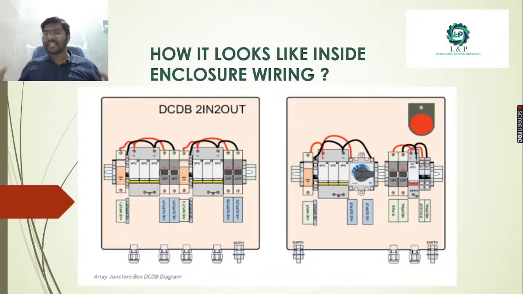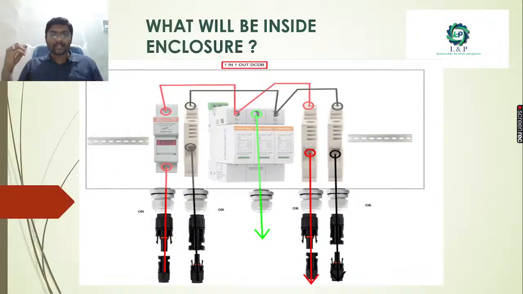So how does it look like? This is how it looks. This is an example of a 2-in 2-out DCDB. This is an example of a DCDB with the ACDB. See here, in the last video we had provided clarity. Here we have provided a wiring diagram also, showing how it is internally wired. Say, for example, if it is a 1-in 1-out DCDB, how can we prepare it? This is an example. Here we have provided a gland provision also. Instead of these glands, you can replace them with MC4 connectors also.